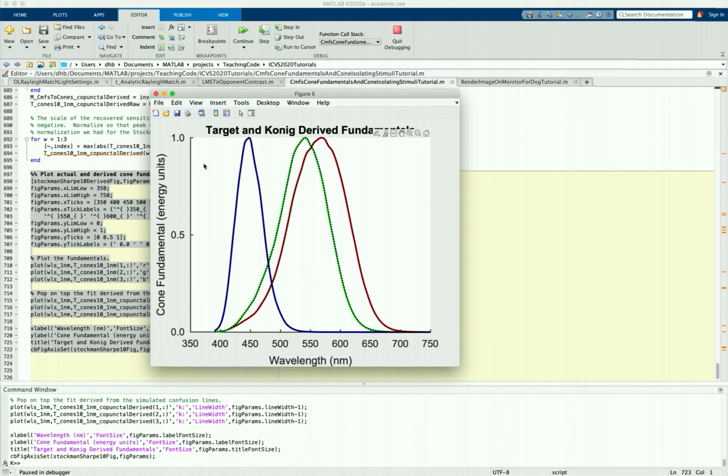So this method of deriving cone fundamentals from the color matches of dichromats, these are the so-called Konig type fundamentals. And Konig actually used this technique, as I understand it, to derive one of the first, perhaps the first quantitative estimates of cone fundamentals that are in reasonable agreement with modern estimates.